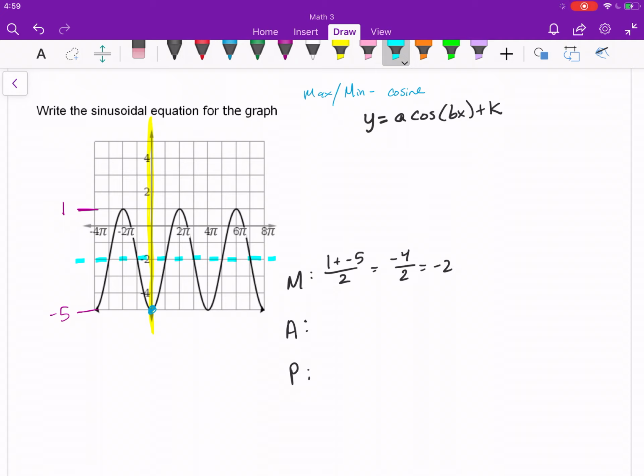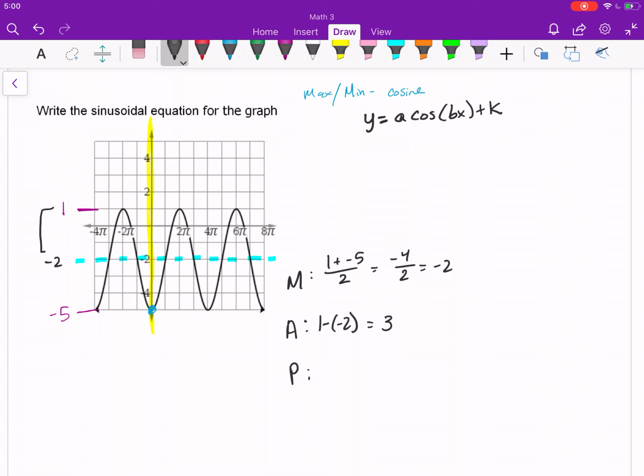Okay, next thing we have is our amplitude. I showed you this trick, so that's at -2. You're just finding that distance. The distance you can find by subtracting them. So 1 minus -2, which is positive, wow, positive, just a 3. 1 minus -2 is 3. I'm really good at math.